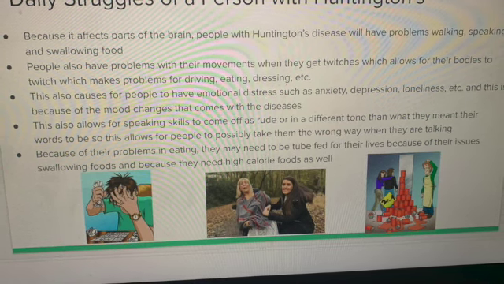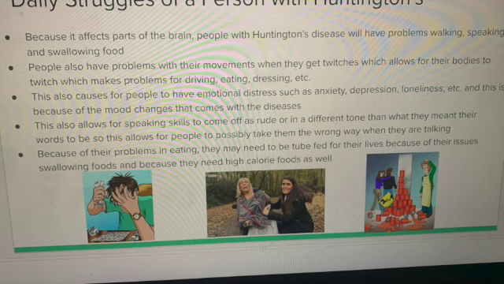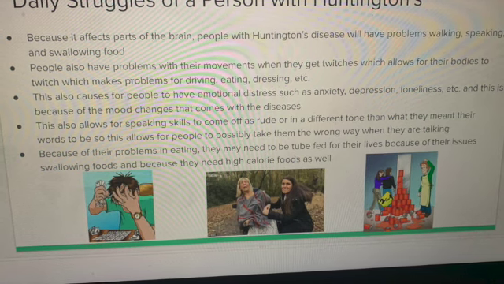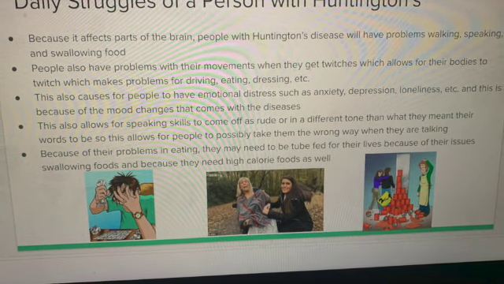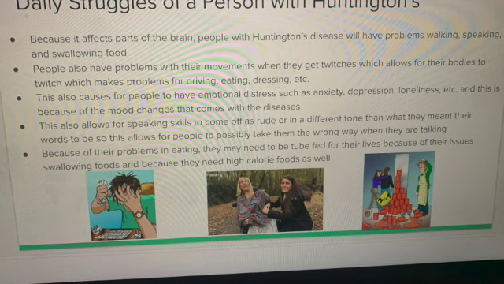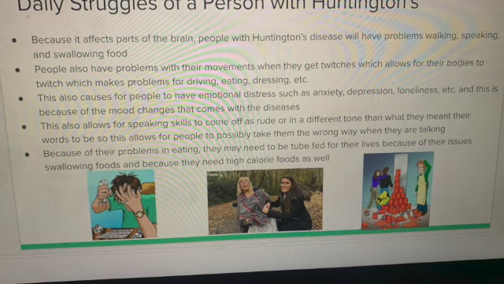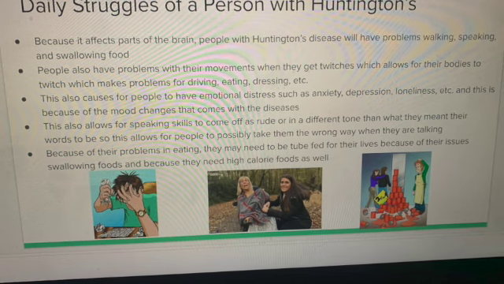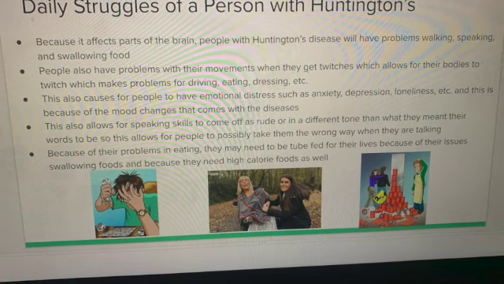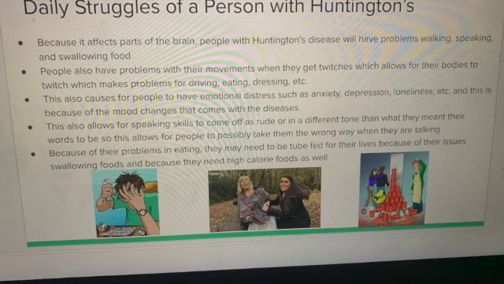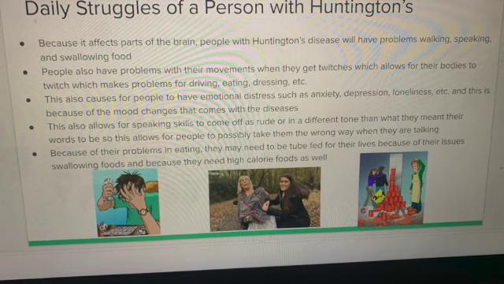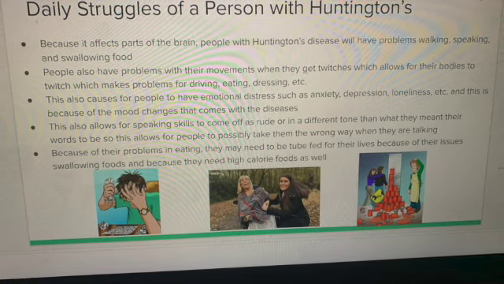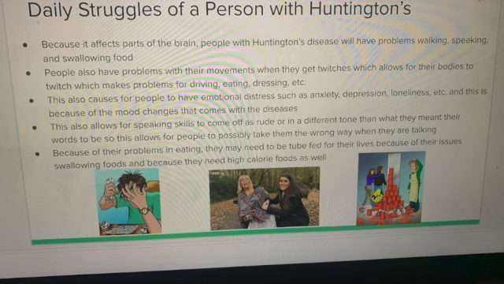This also causes people to have emotional distress such as anxiety, depression, loneliness, etc. And this is because of the mood changes that come with the disease. This allows for speaking skills to come off as rude or in a different tone than what they meant for their words to be, so people may possibly take them the wrong way when they are talking.